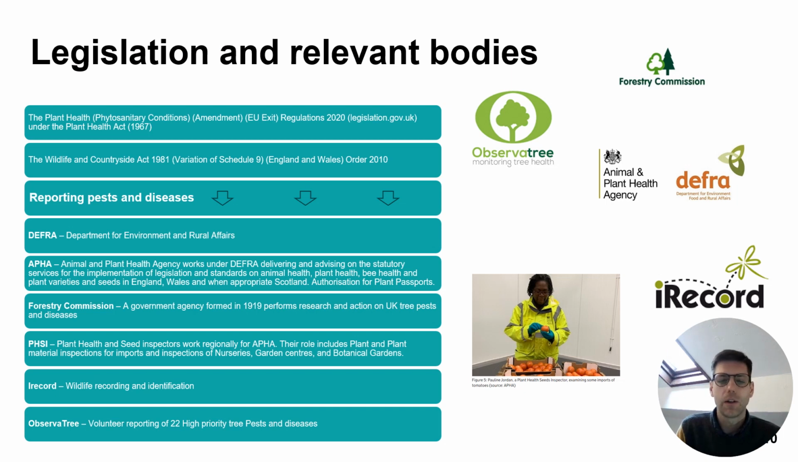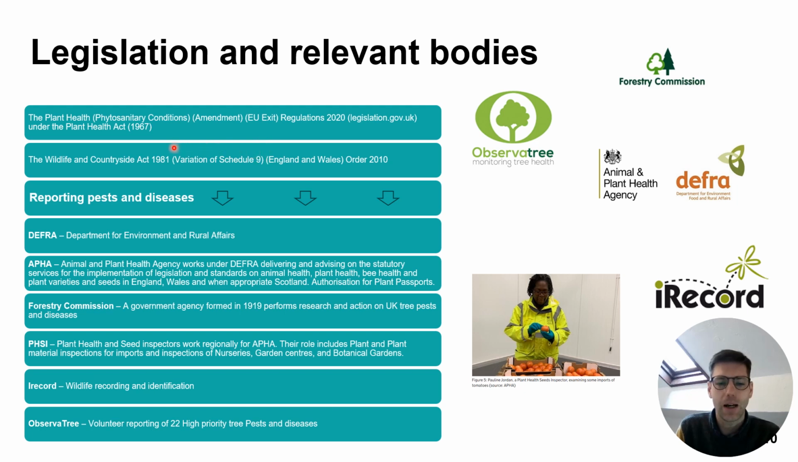You can see here we've got some legislation and some relevant bodies. The main piece of legislation is the Plant Health Act, and underneath that we have a relatively recent regulation, the Plant Health Phytosanitary Conditions Amendment EU Exit Regulations 2020, which can be found on the gov.uk website. This brought together a number of regulations and older bodies of law and codes of practice going back to about 1877. So you can see that biosecurity isn't a new thing.